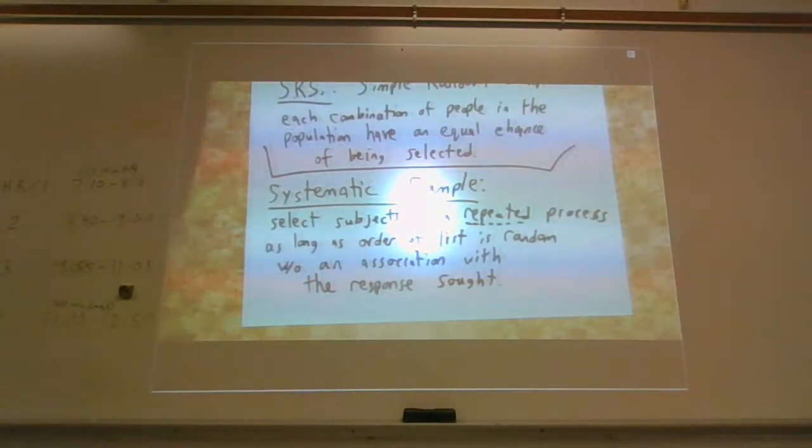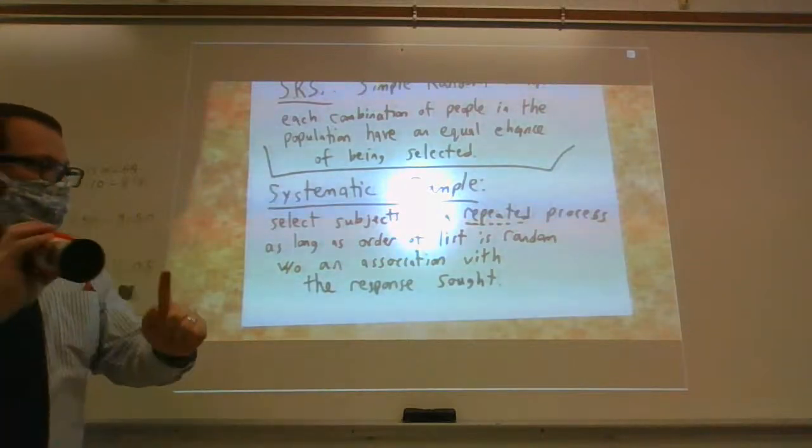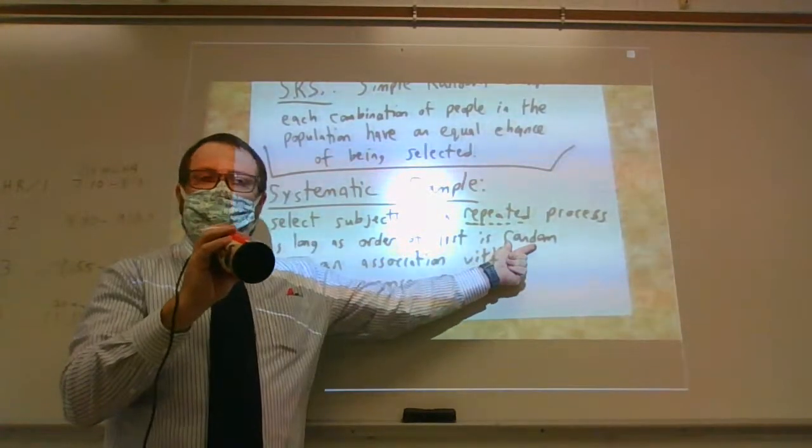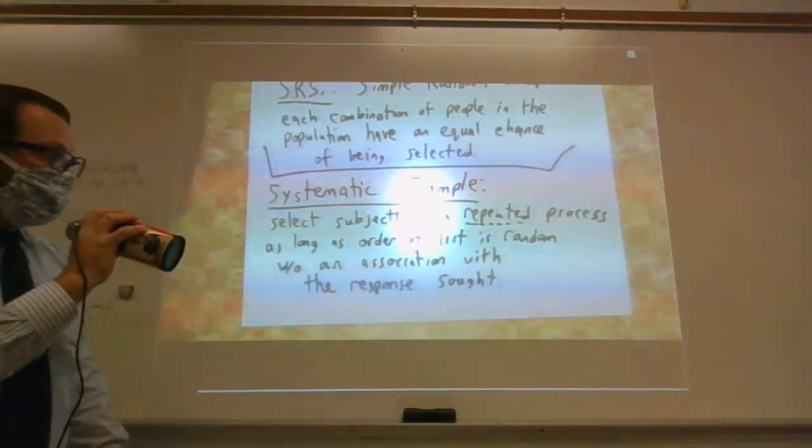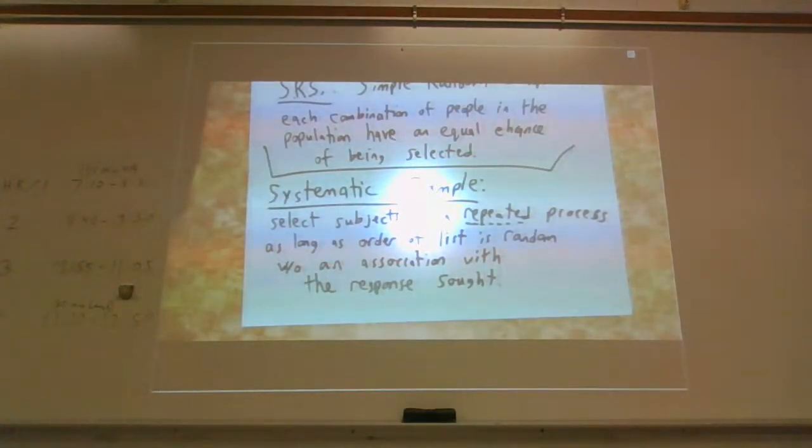A systematic sample still has to be random. The randomness that is implied is the order in which people are either walking in or being selected. All these samples have to be random. If they're not going to be random, then there's no point to it.